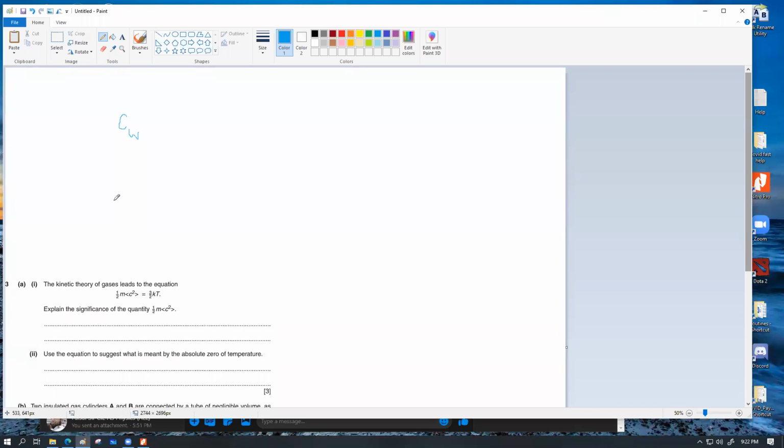Below that, write specific heat capacity of ice, comma, c subscript i, equals 2.1 into 10 to the power 3 joule per kg per Kelvin. Sorry, the value? 2.1 into 10 to the power 3. Sorry, what was water? 4.2 into 10 to the power 3.